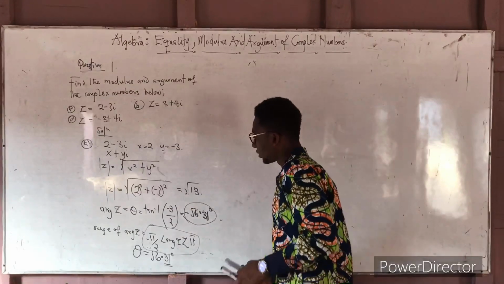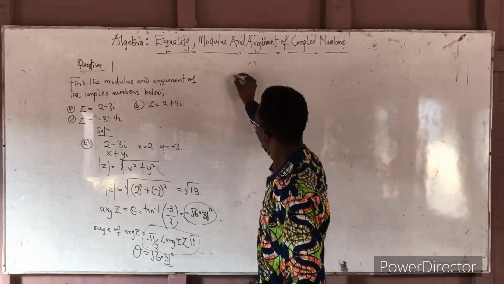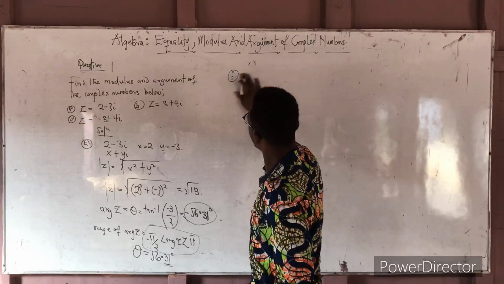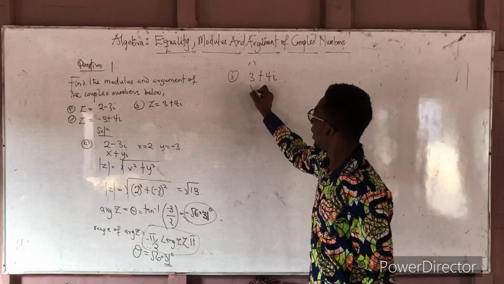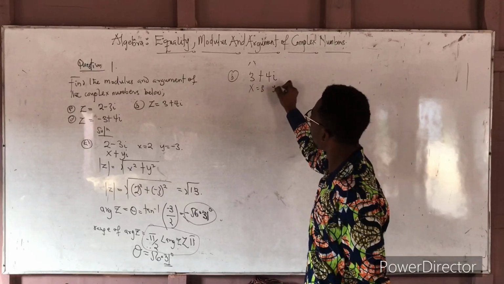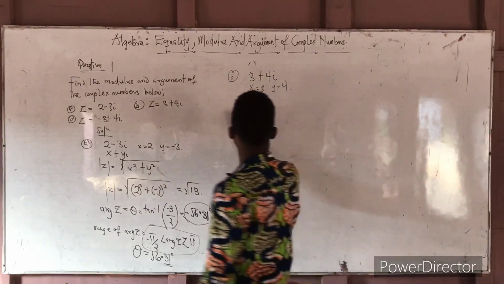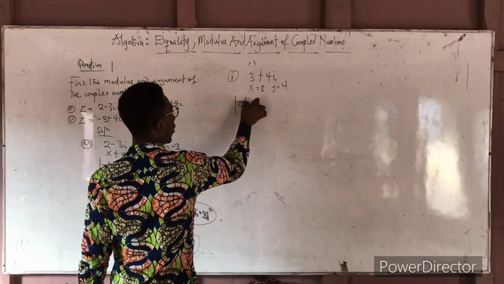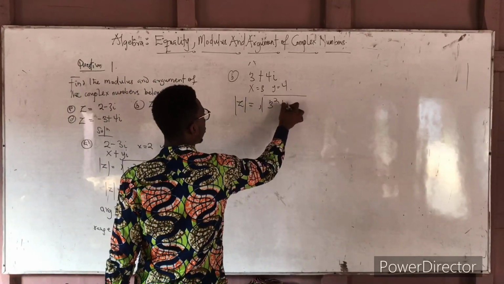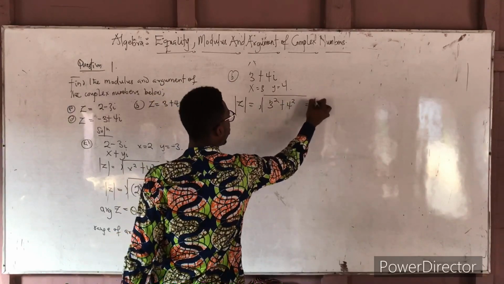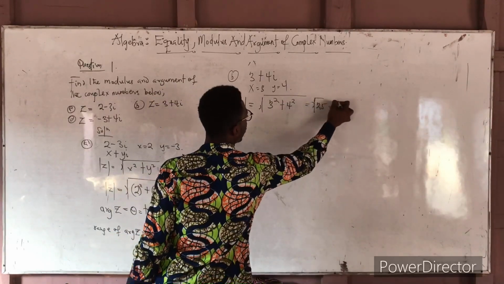Let's look at the second aspect, B, which is 3 plus 4i. So here the x is 3 and the y is 4. So to find the modulus, which is simple, the square root of what? 3 squared plus what? 4 squared. When you do this, you are getting root of 25, which is equal to what?